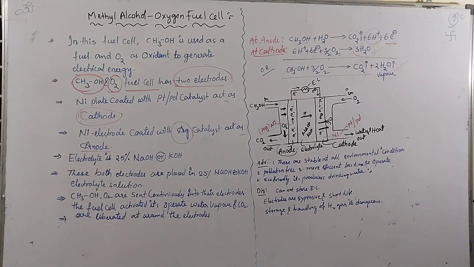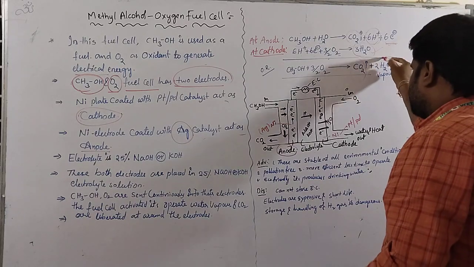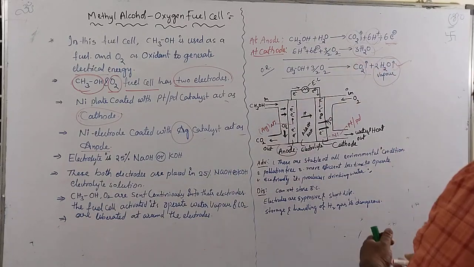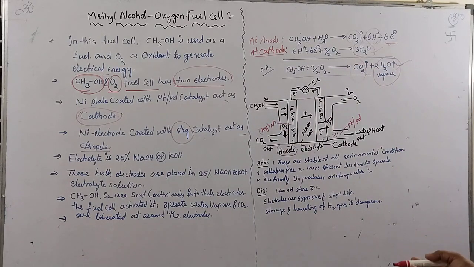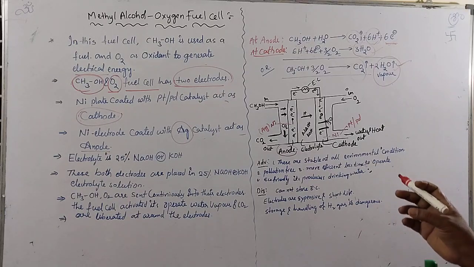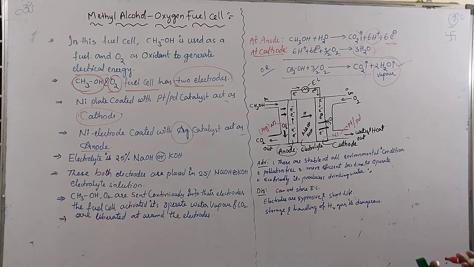It is eco-friendly, without a doubt, because there are no pollutants. It also produces water vapor, which means drinking water is produced. When methyl alcohol reacts with oxygen in the fuel cell with the two electrodes, water is made. That is one kind of advantage. There are disadvantages also.